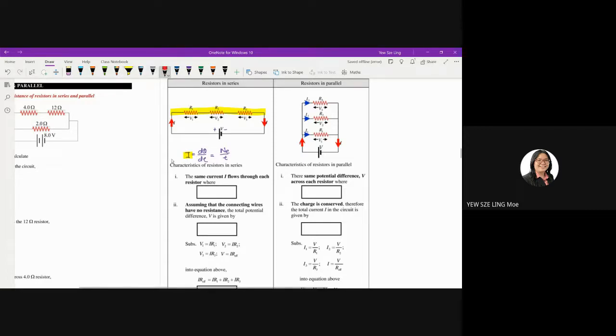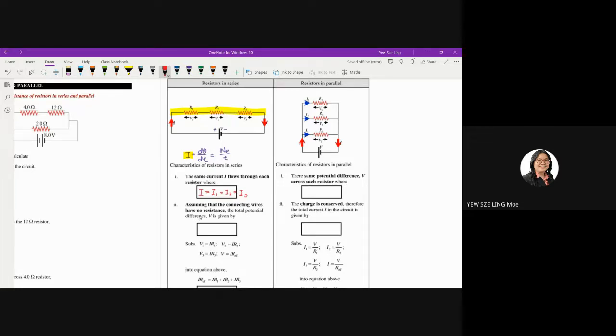Therefore, the characteristic of resistors in series is that the same current flows through each resistor, where I equals I1 equals I2 equals I3. All three of them have the same amount of current. Why? Because the same amount of charge flows through all these resistors in every cycle.